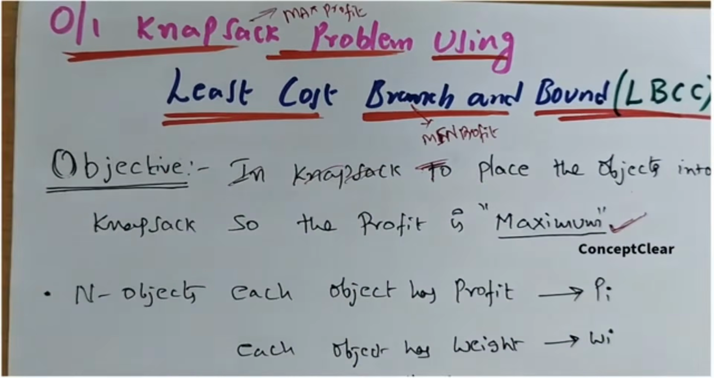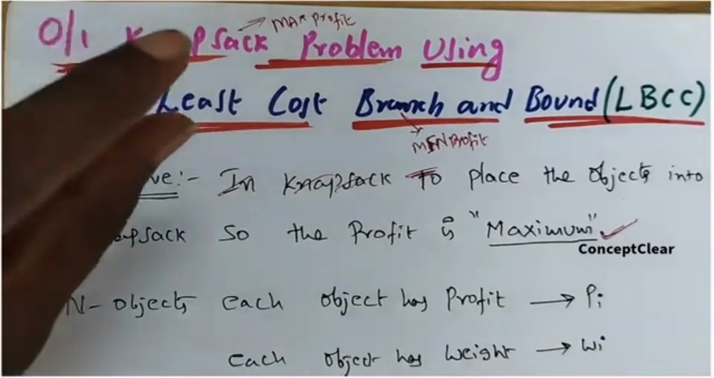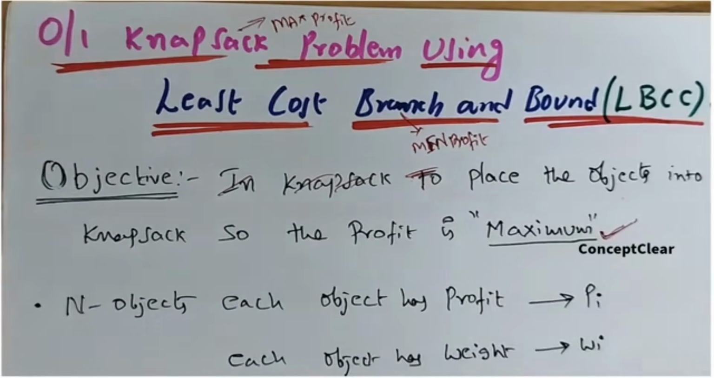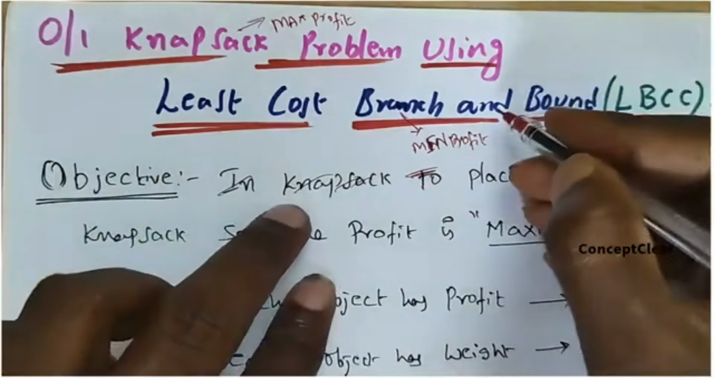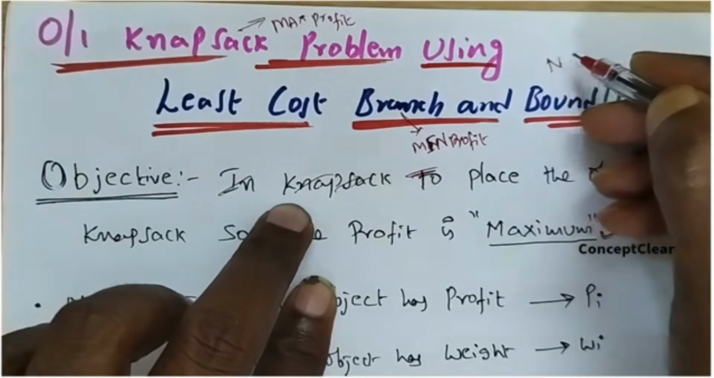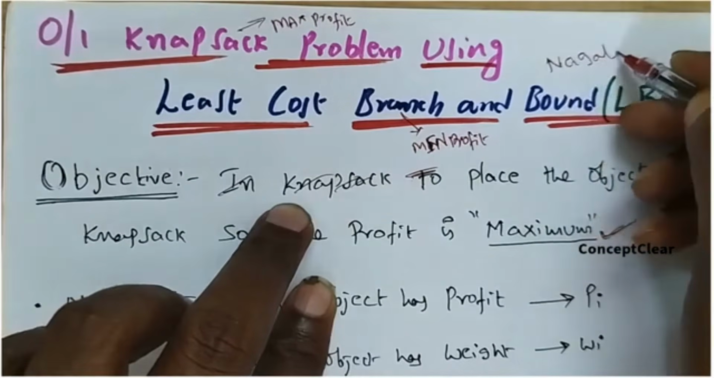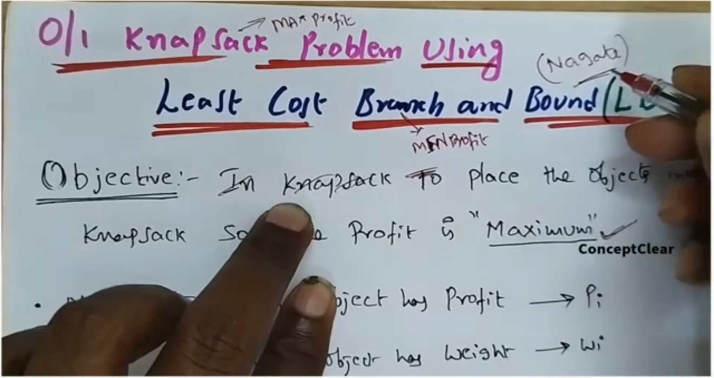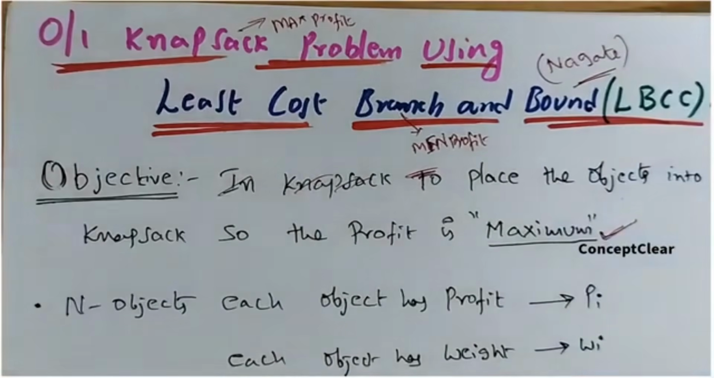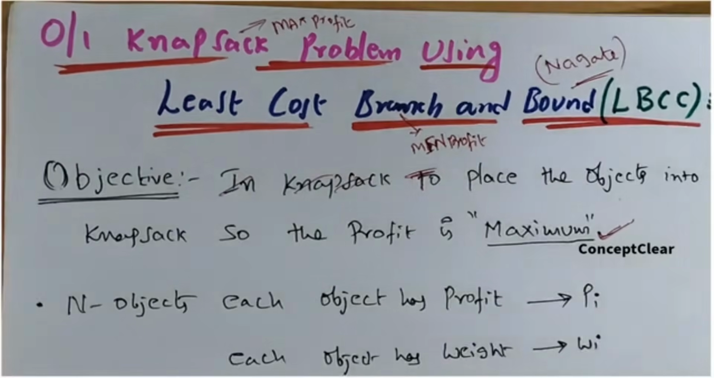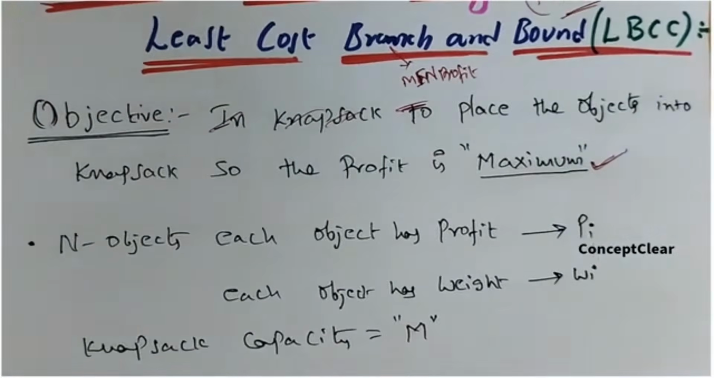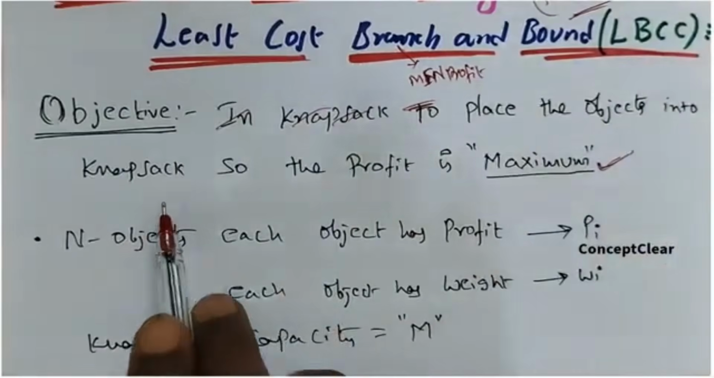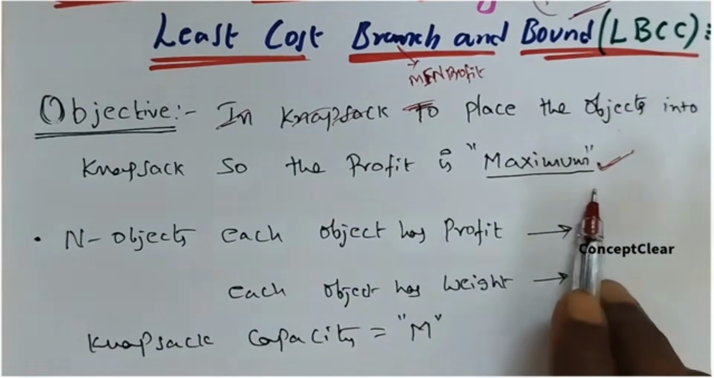How are these two related? These two are opposite things. So how is it useful? For that reason we will negate the values in this problem. What is the meaning of negate? If it is a positive value, we will consider it as a negative value. What is the objective? To place the objects into the knapsack so that the profit is maximum.